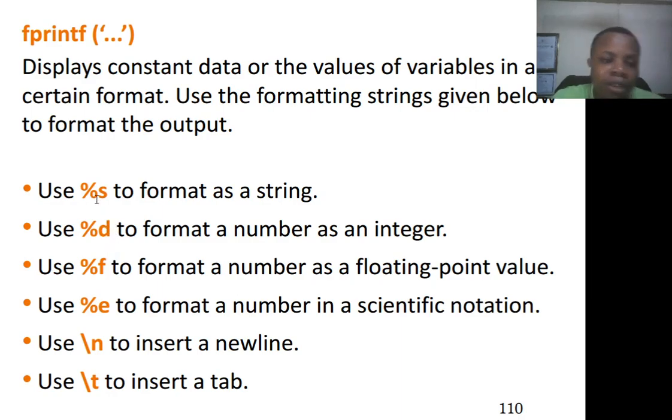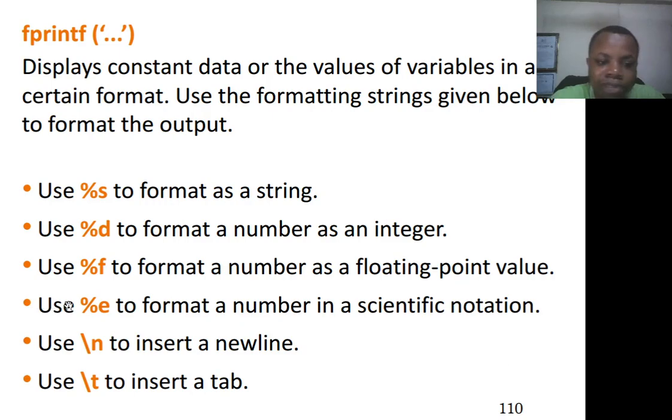Now if you like to print everything in the form of a string or a text, you can use the %s to do that. Now if you like to print the output as an integer, we are going to use the %d to do this. Now to print as a floating point, we are going to use the % sign and f.